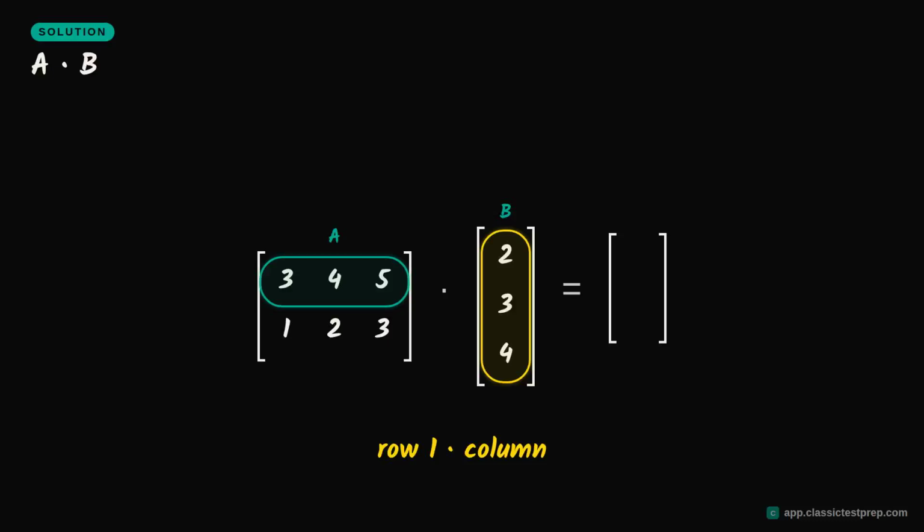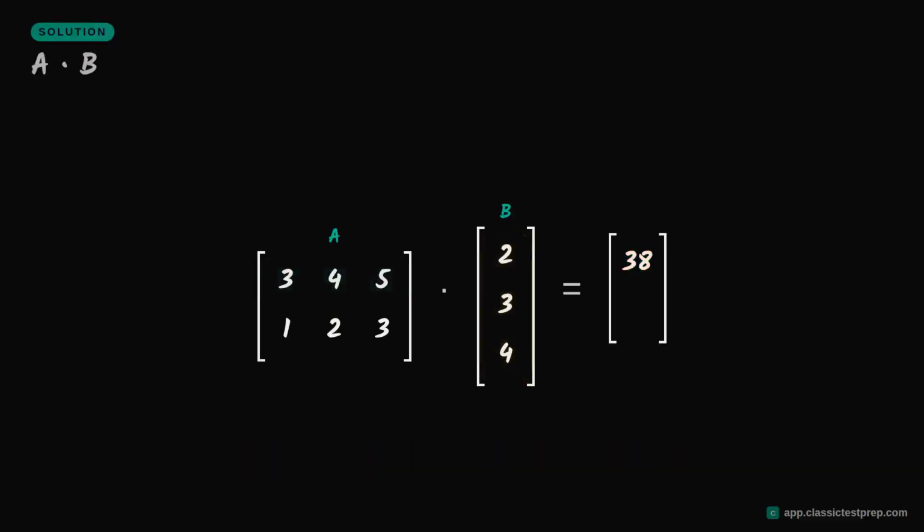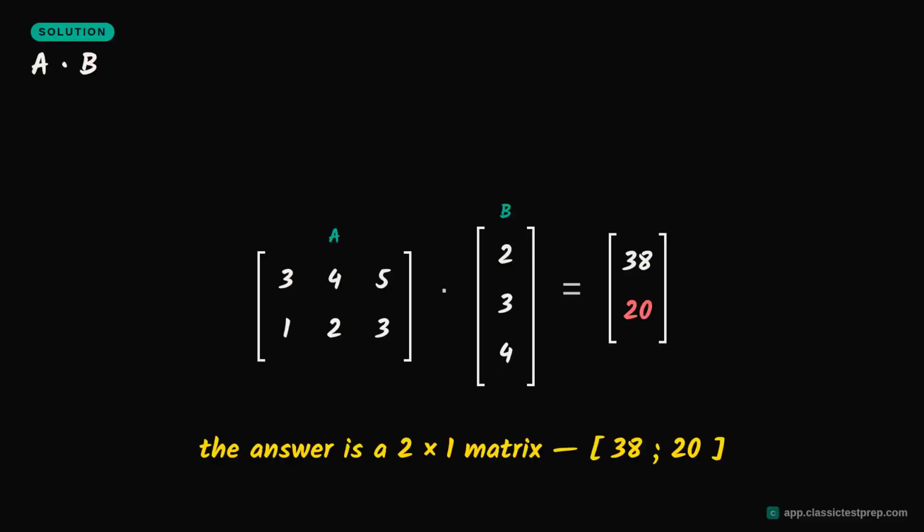And to find the first term in the resulting matrix, we multiply the first row of matrix A by the column. So 3 times 2 plus 4 times 3 plus 5 times 4 equals 38. The entry of the second row in the result is given by the second row times the column. 1 times 2 plus 2 times 3 plus 3 times 4 equals 20. So the answer is a 2-by-1 matrix with entries 38 and 20.